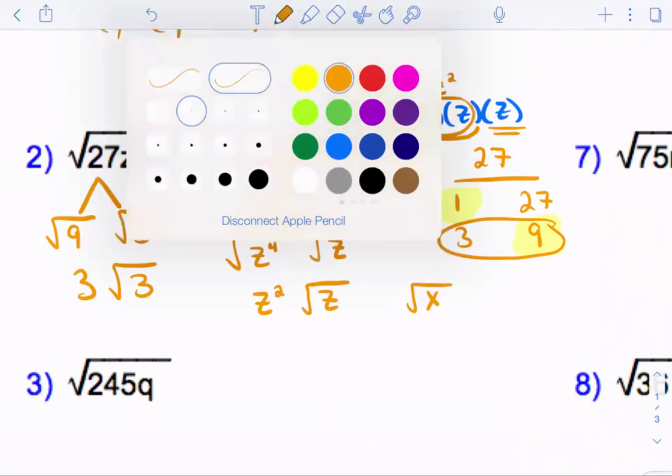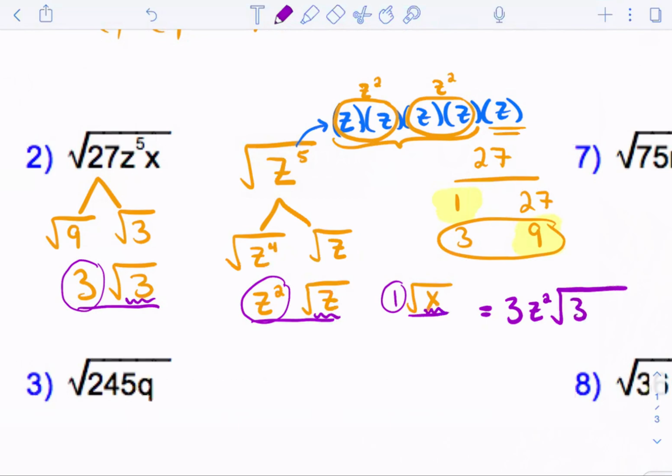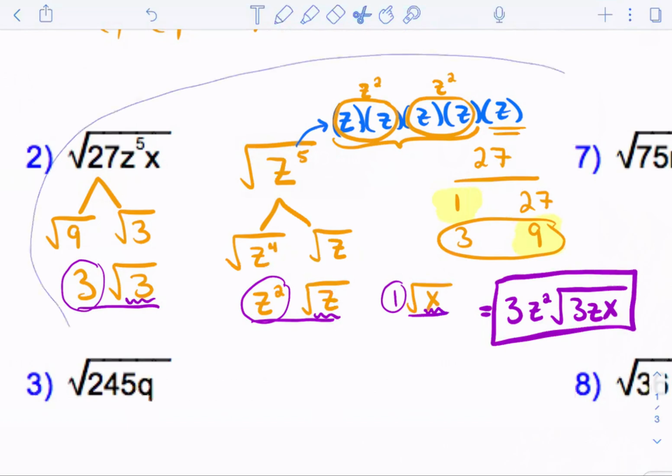So now my goal here, since these are the three parts to this problem, is to combine them. Notice, anything that's outside the radical will stay, I mean here there's technically a 1, it'll stay outside the radical. So this final answer will be 3z squared. And then all of these inside the radical will be together. 3zx. So that is your final answer for this problem.